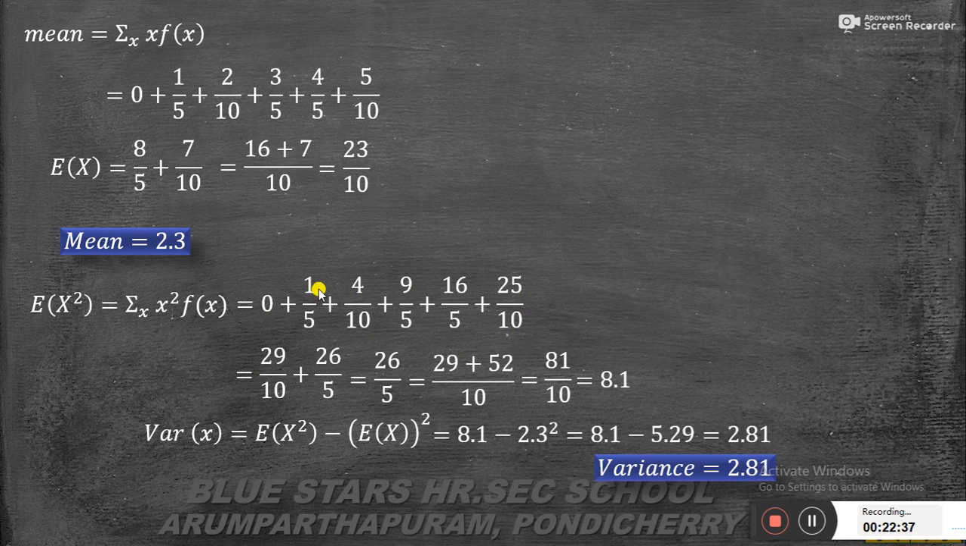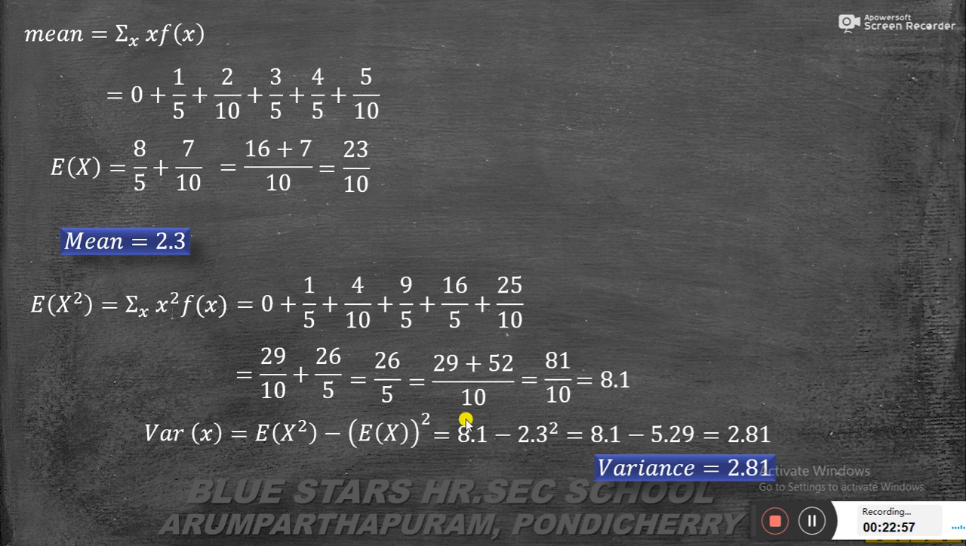I add it. 1 by 5 plus 9 by 5 is 10 by 5, that means 2. 2 plus 16 by 5 means 26 by 5. Next 4 by 10 plus 25 by 10, 29 by 10.